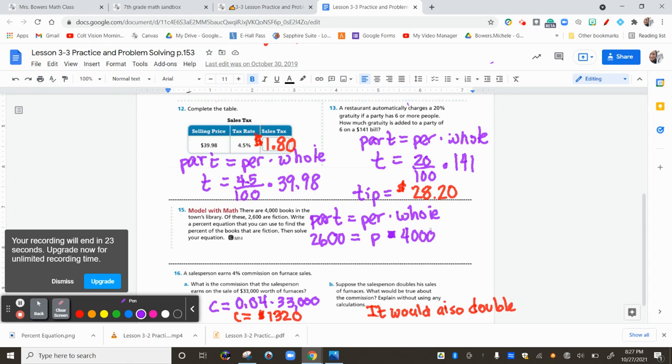You can see at the bottom I have the answers for 16, and here's just the answer really quick for number 15. I have the problem set up because I'm trying to find the percent, so then I divide both sides by 4,000, which is the whole, and I get 0.65, which is 65%.